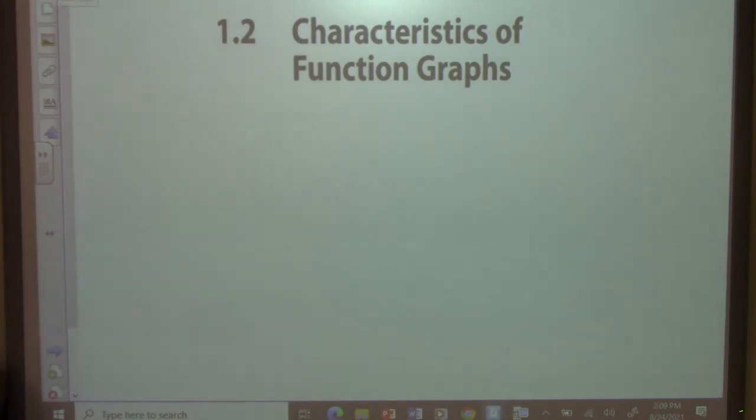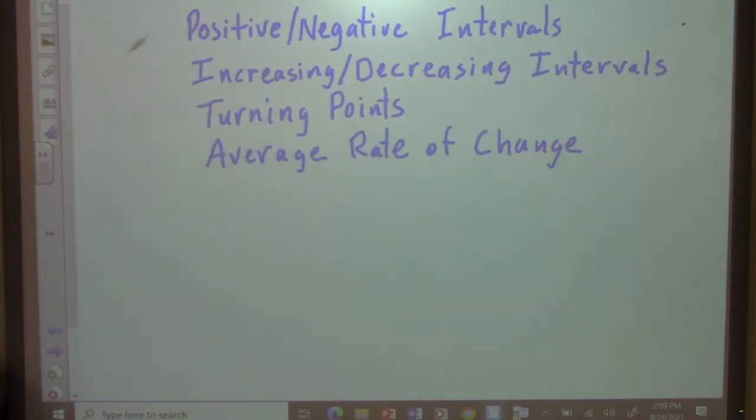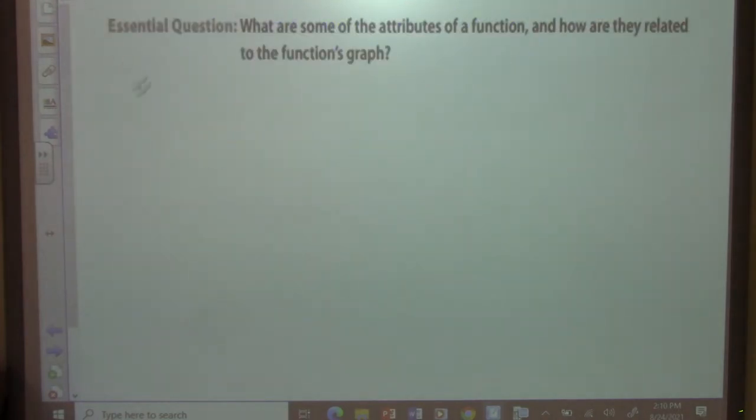I saw that. So anyway, we're going to have more characteristics of functions today. And I'm going to go over these pretty quickly. So I want to start into the exercise set today. So we're going to talk about first positive, negative intervals, then increasing, decreasing intervals. We'll talk about turning points, and we'll talk about average rate of change, and go over quick examples of each. So we come over here, and then what are some attributes of function?